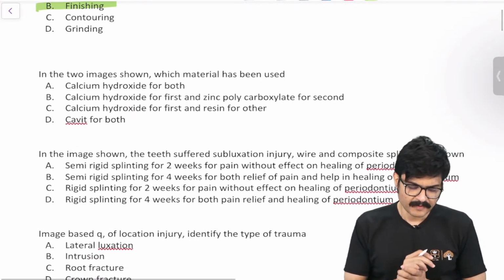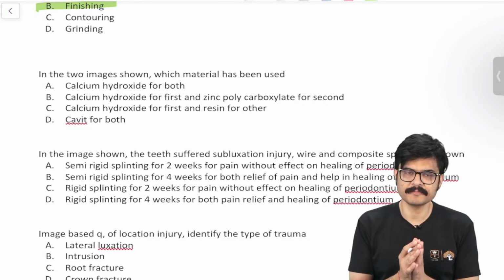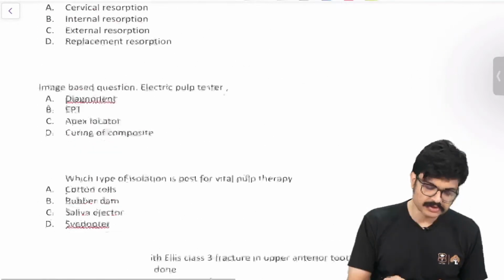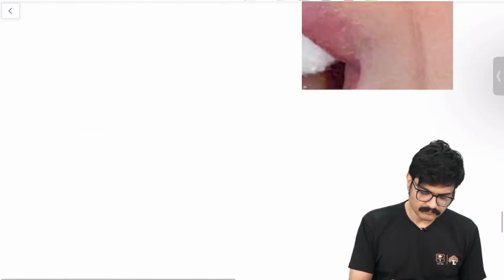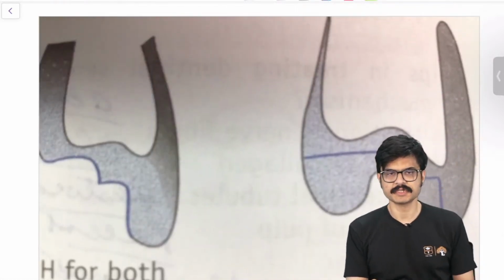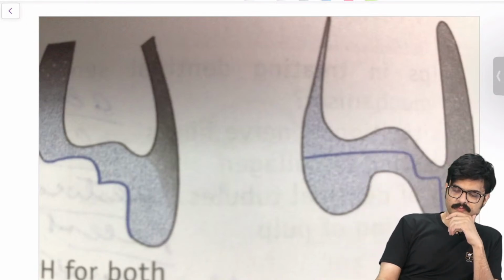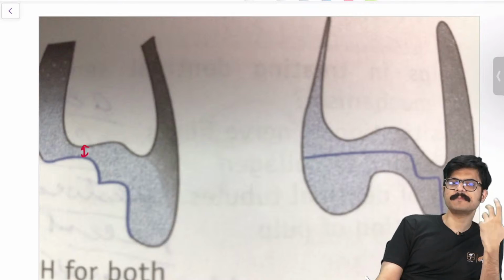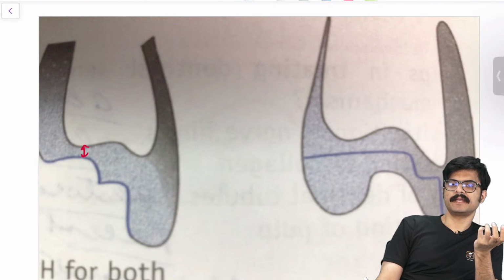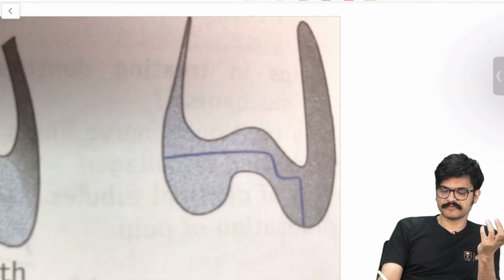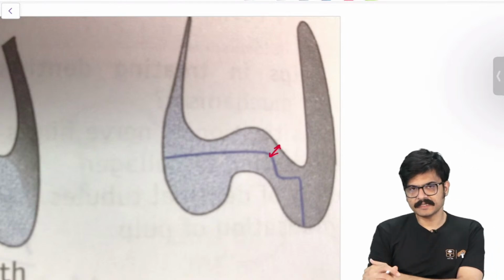Simple question. Then there was again a very important repeat question in which two images of deep carious lesion were shown. So what was the image like? It was something like this. Two adjacent images in which a deep carious lesion is shown in which the remaining dentine thickness is pretty less, guys. It's not really mentioned what the remaining dentine thickness is, but you can understand that it's pretty less, almost approaching 0.5 mm.